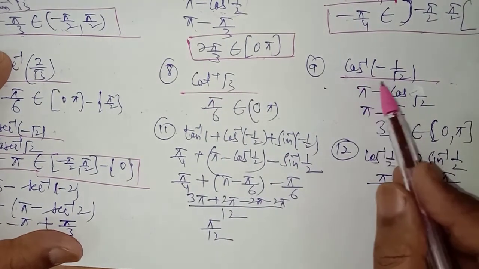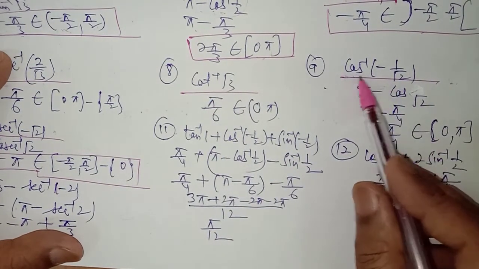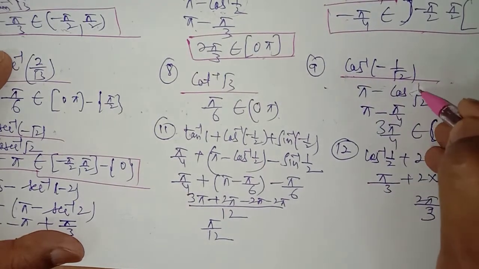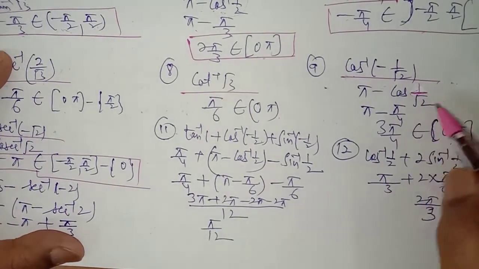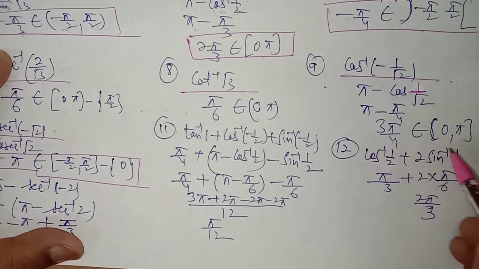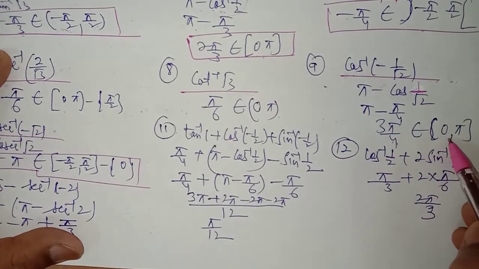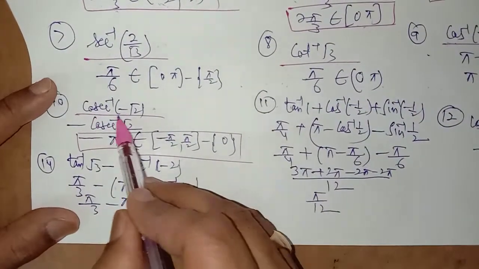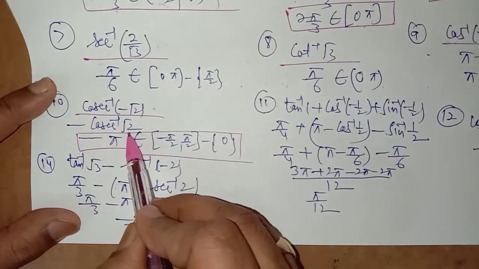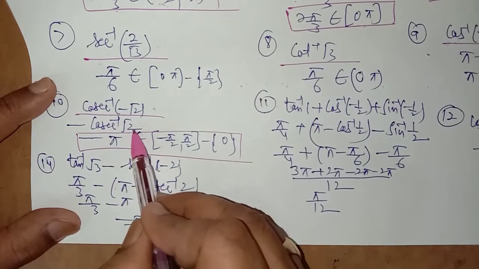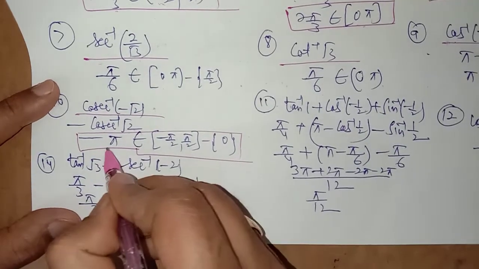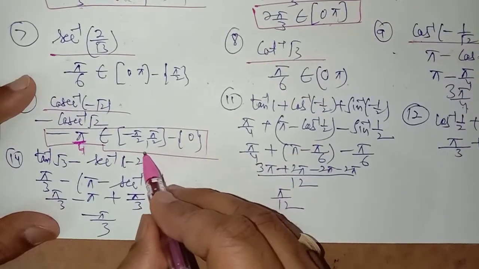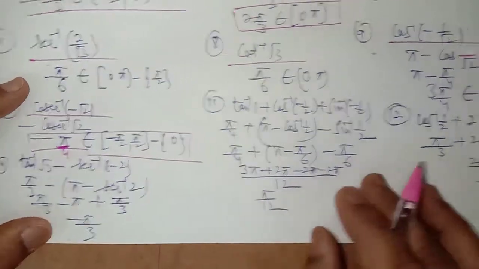Similarly, for cos inverse minus 1 upon root 2, cos inverse minus x is equal to 180 minus cos inverse x, that is pi minus pi by 4, so 3 pi by 4, lying in the principal value branch of cos inverse, which is 0 to pi. Cosec inverse minus x is equal to minus cosec inverse x, so cosec inverse minus root 2 is minus pi by 4, 45, which lies in the principal value branch of cosec inverse x.